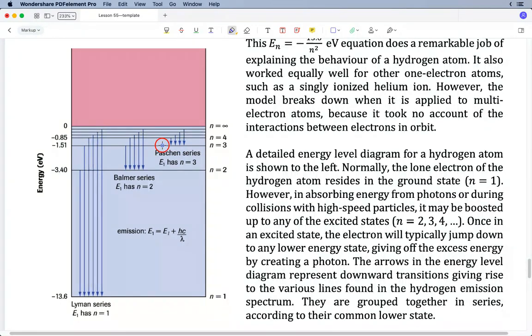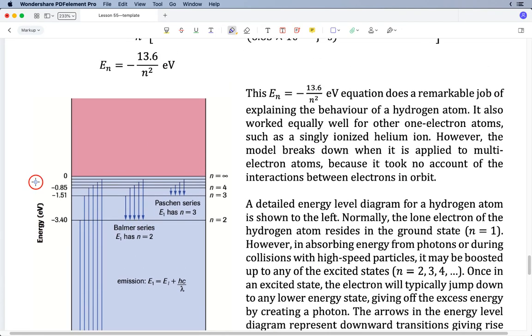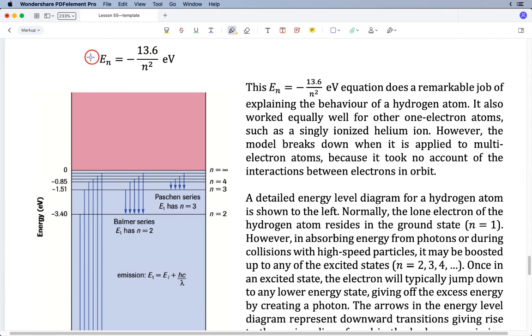Okay, so that's Bohr's model basically. It just says that the emission spectra that you see for a hydrogen atom come about from the electron dropping from higher energy levels to lower energy levels. And this equation gives us a way of calculating the exact wavelengths that you would expect from those transitions.